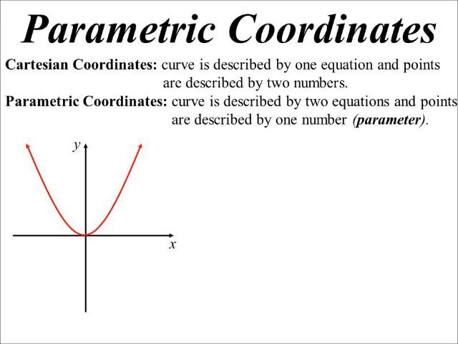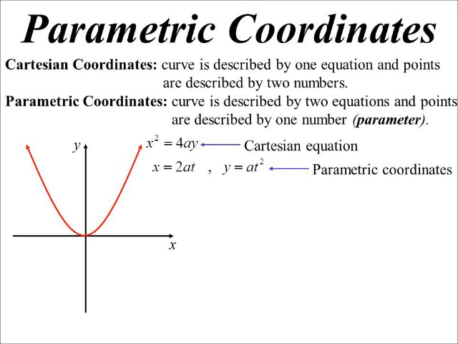Our parabola is the most common shape, it's certainly the one we're going to be working with in this parametrics. We've seen it's x squared equals 4ay when it's written in Cartesian form. Its parametric form is this. To get the x value, it's 2at. To get the y value, it's at squared. And then we just substitute individual values.